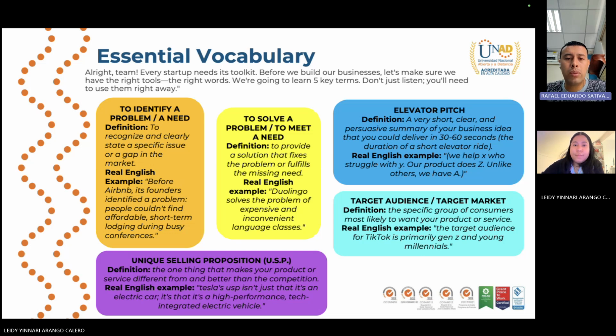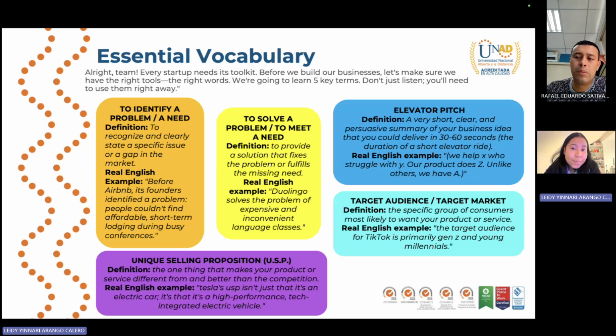Real English example: Duolingo solves the problem of expensive and inconvenient language classes. We know that Duolingo has easy access. You can do it from your phone, from any part of the world, and you can easily get access to it and learn. It's not expensive. Actually, I think it's free. Maybe it has a paid version, but you can get it for free.